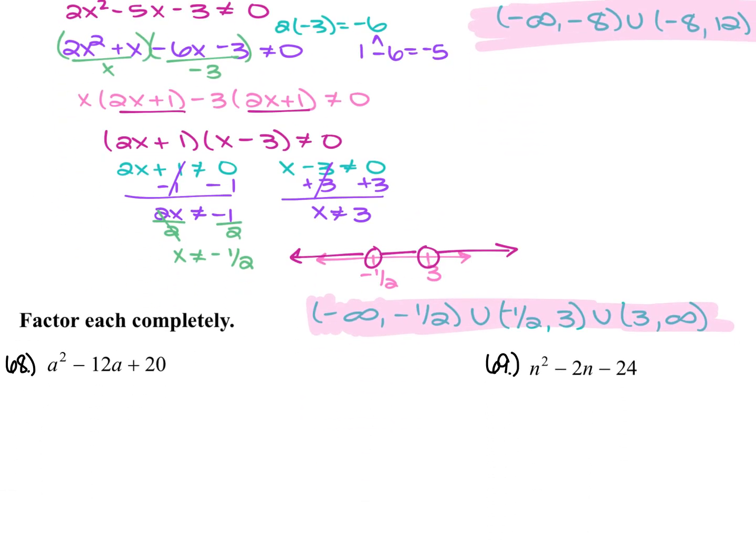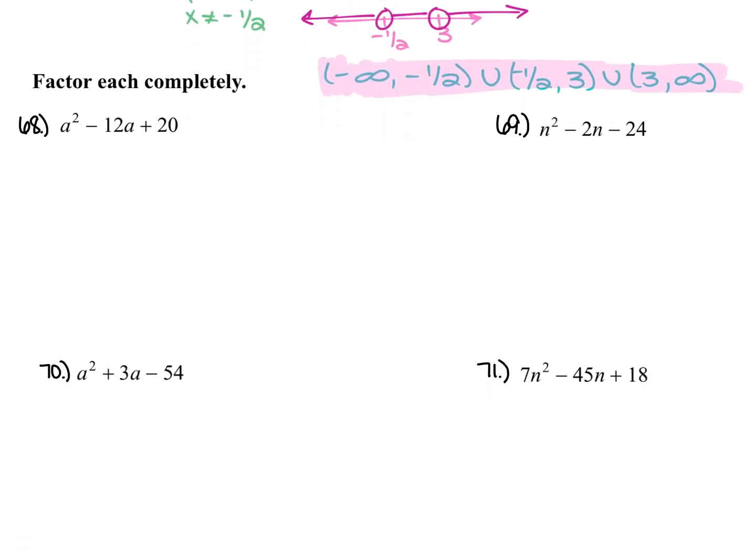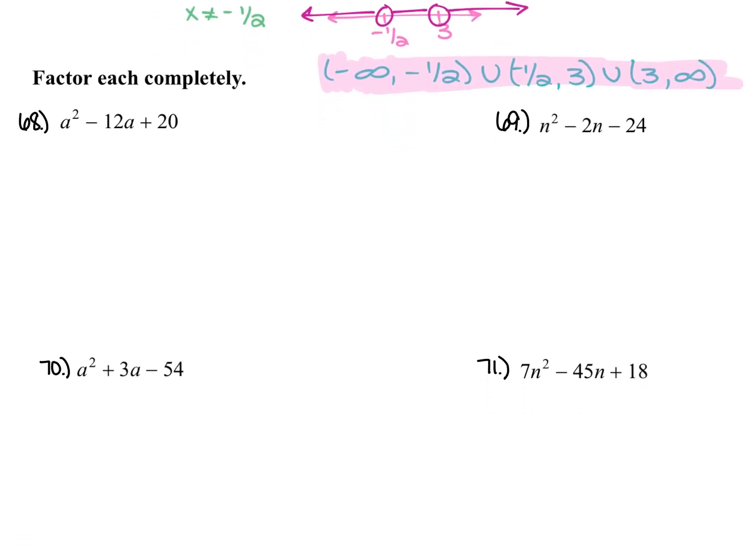The next section that we're going to look at goes over factoring each of these expressions completely. If we look at number 68, you have a squared minus 12a plus 20. Your factors of 20 that add up to be -12 are -2 and -10. So this just factors to be a minus 2 times a minus 10.